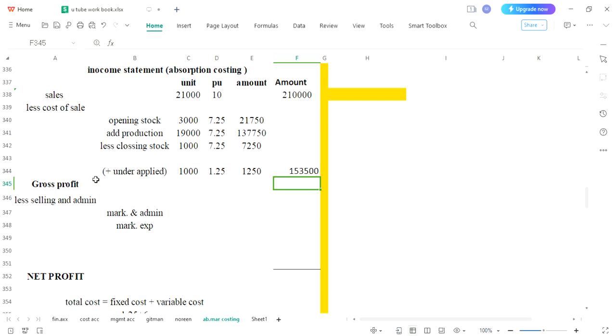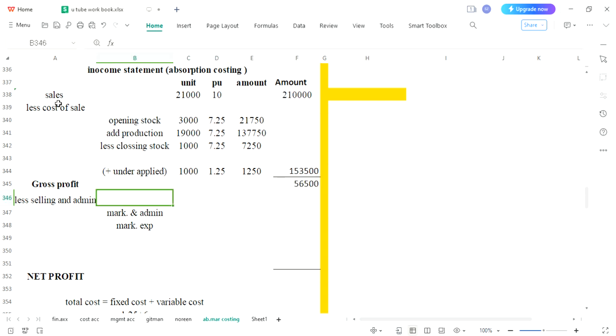We are ready to calculate our gross profit. How? Gross profit can be calculated by taking the difference of sale and cost of sale. To calculate the difference, we will put sale first, and then we will subtract the amount of cost. We have got our gross profit.